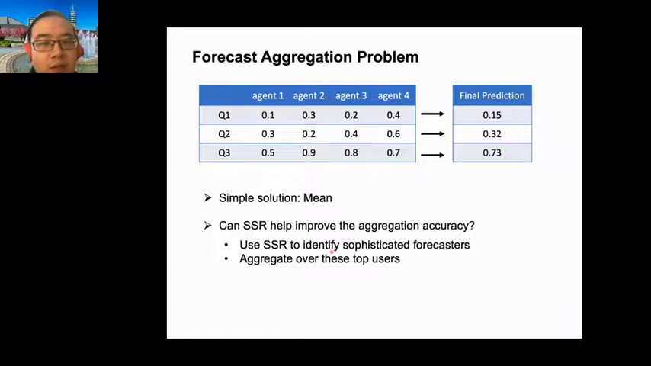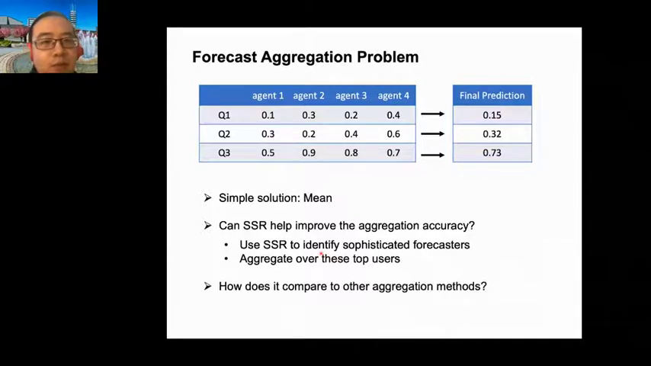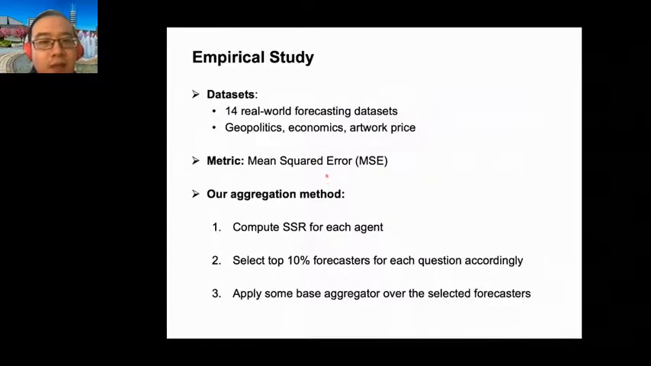Because we know that SSR reflects the true accuracy of forecasters. If we select top forecasters on each question and then aggregate over them, will this provide better results? We also want to know how this method compares to other aggregation methods. And we conducted an empirical study to answer these questions.